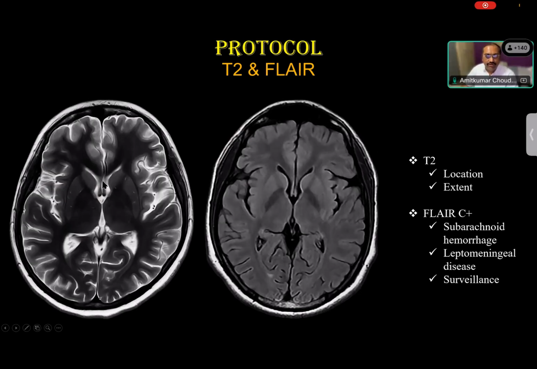A FLAIR image is a modification of T2 weighted image wherein the fluid signal, that is the CSF signal, is suppressed so that certain pathologies are brought out to a better advantage. So again, here we can appreciate that the gray matter is white, the white matter is gray, and the CSF is suppressed, compared to a T1 wherein the white matter would be white and gray matter would be gray. Okay? Let us see an example.